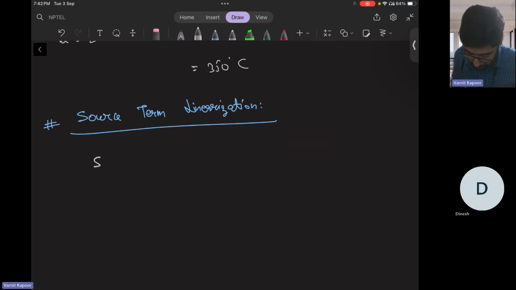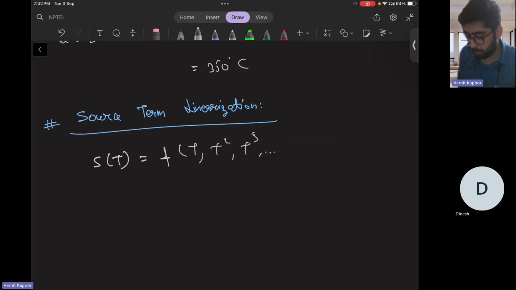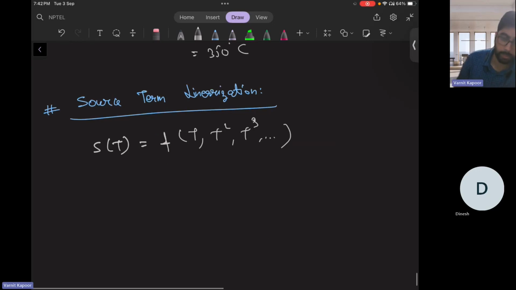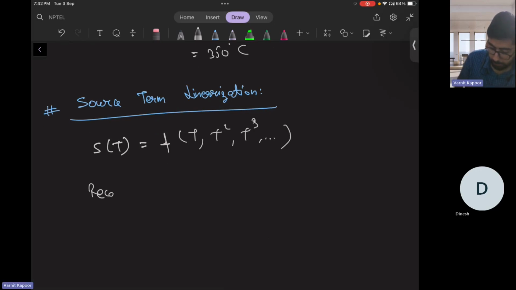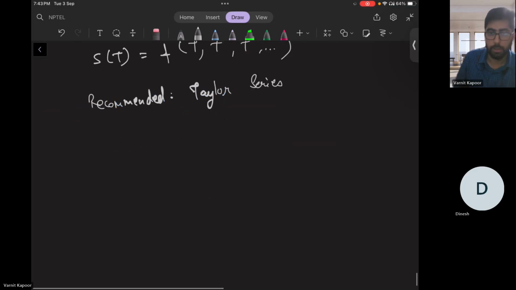So suppose your source term is dependent on temperature T, which is a function of either T square, T cube, and so on. You have to linearize this source term, and it is recommended that you use Taylor series. So you know the values T star and S star will be the previous iterated values.